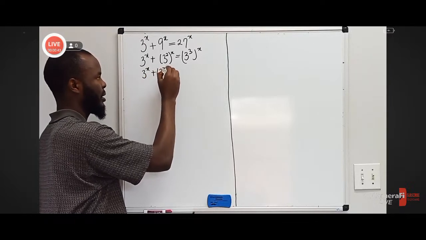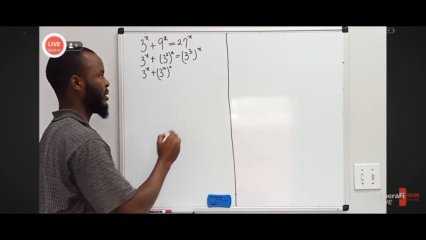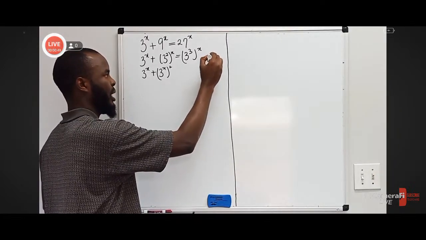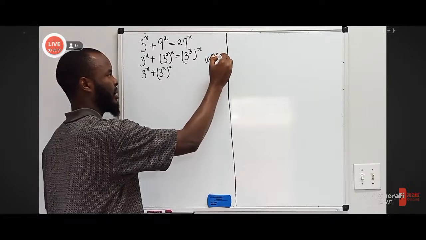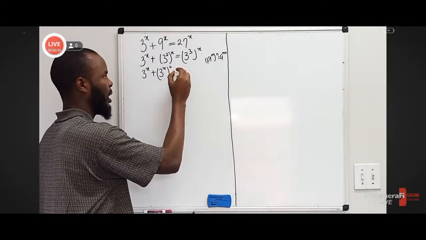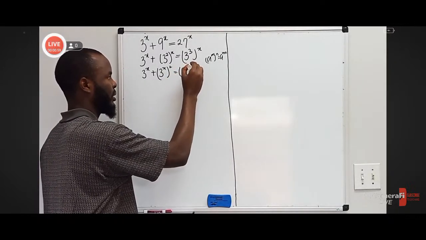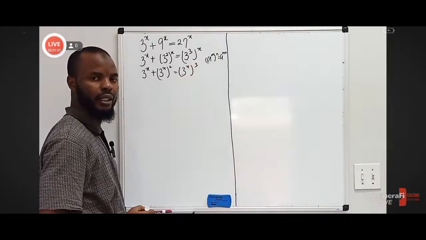Okay, now rewriting this can be written as 3 to the power of x plus 3 to the power of x, then you pull the 2 out. Remember the rule of indices that says that a to the power of mn is the same thing as a to the power of m to the power of n. Okay, so here also we have 3 to the power of x to the power of 3.